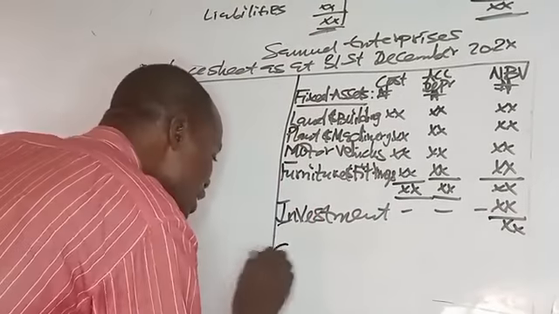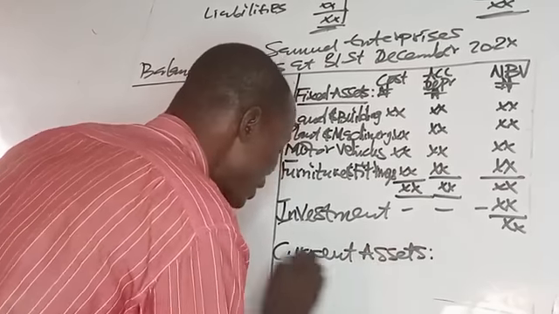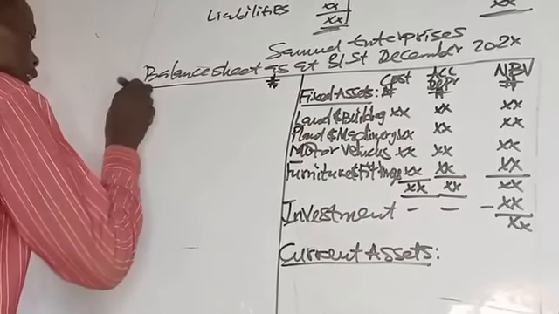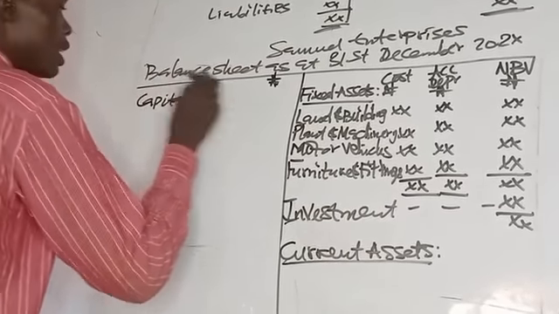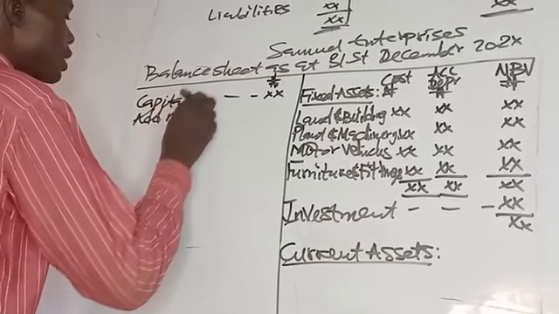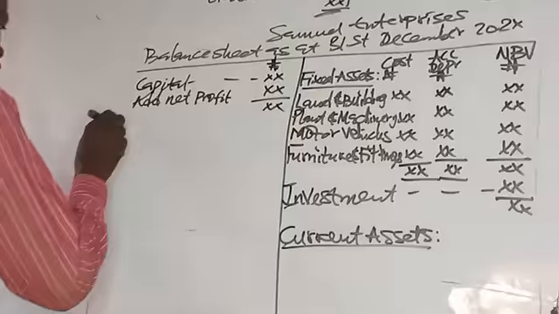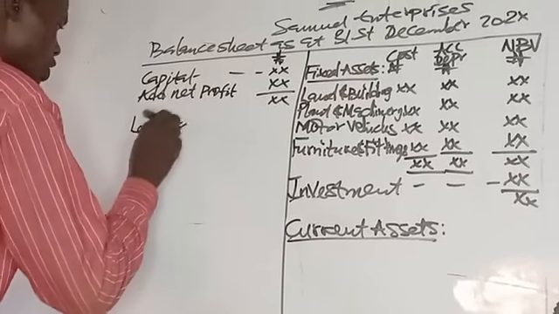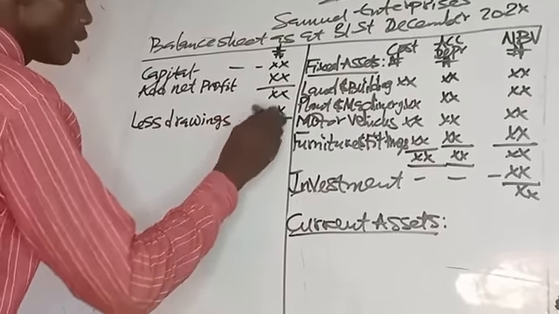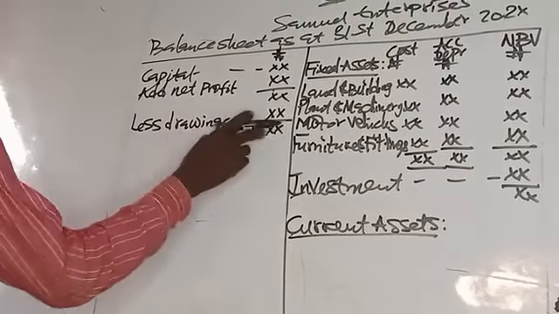Then we have current assets. At the left hand side, you have capital. You add net profit to your capital. Then you less drawings, if any. If you less your drawings, you arrive at the capital employed.